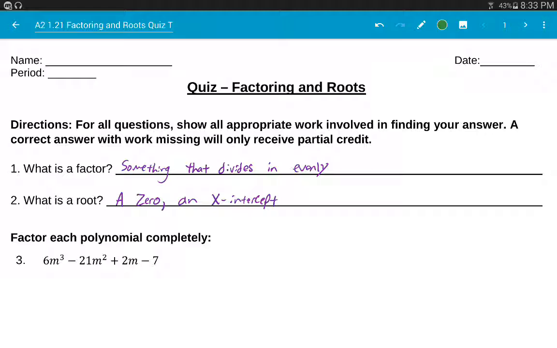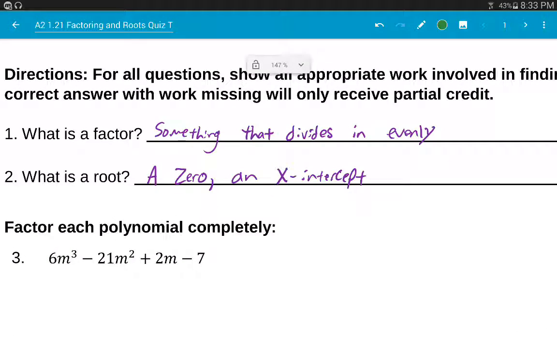Now I've left the definitions up, my basic definitions for what a factor and root are. A factor is something that divides evenly into something else, and a root is a zero or an x-intercept. Root could also be described as the point where a function crosses through the x-axis. Any of those would be fine.